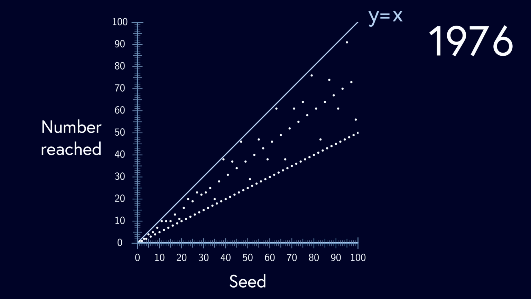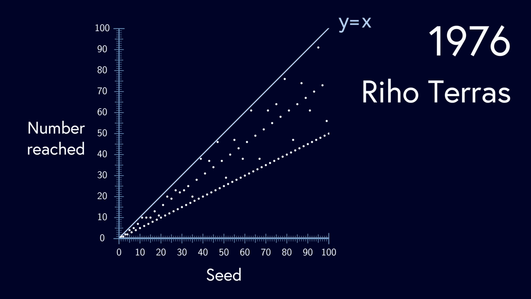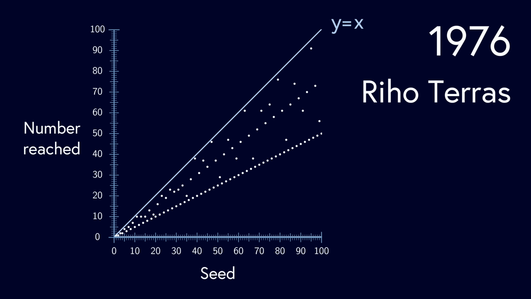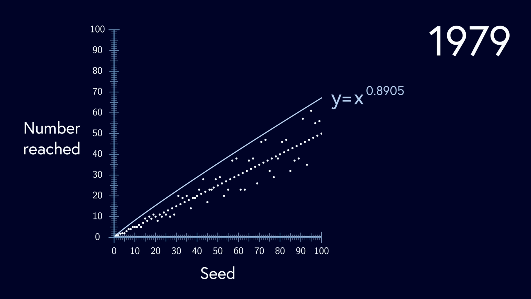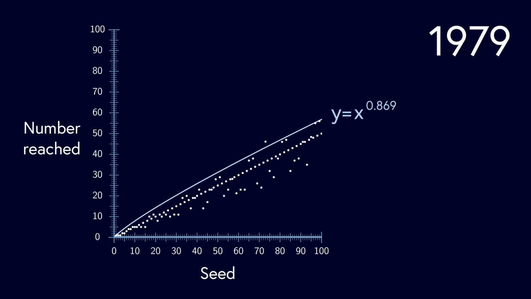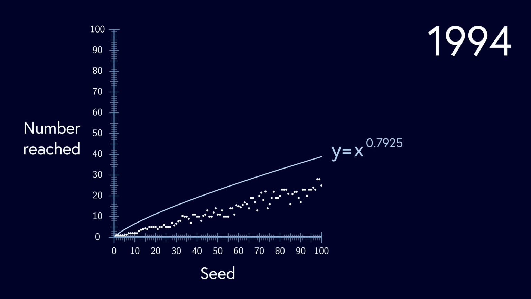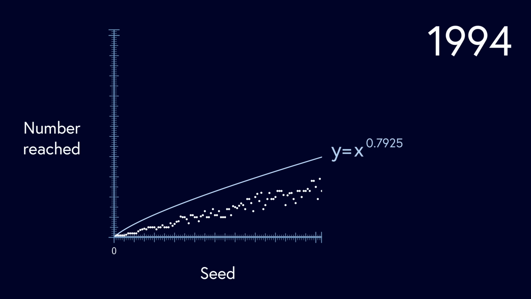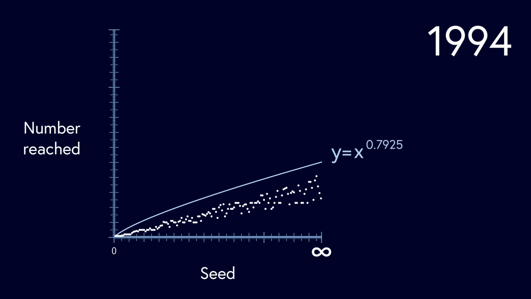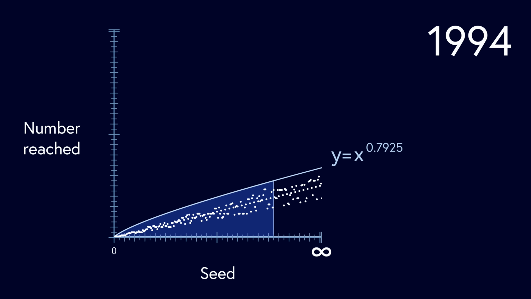But in 1976, Riho Terras was able to show that almost all Collatz sequences reach a point below their initial value. In 1979, this limit was reduced with almost all numbers going to less than x to the power of 0.869, and then in 1994, it was further lowered to less than x to the power of 0.7925. In this case, the term almost all numbers has a technical mathematical definition. It means that as the numbers you're looking at go to infinity, the fraction that end up under the curve goes to 1.